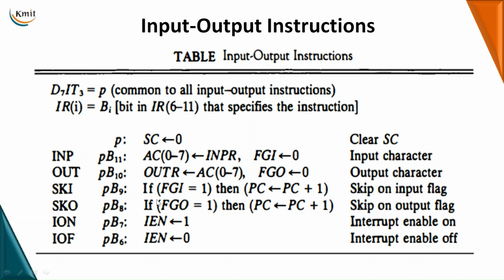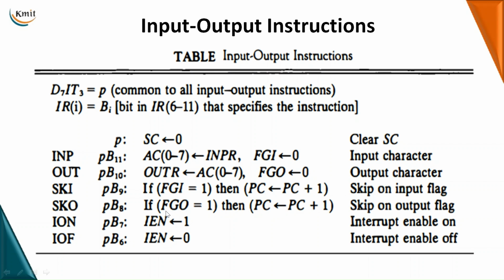Next is the SKI instruction, skip on input flag. This is used to check the status of the input flag. If the FGI flag is set to 1, then we skip the execution of the next instruction according to the program order. That is done by PC implies PC plus 1. As we know, PC is the program counter. It points to the address of the next instruction that needs to be executed by the CPU.